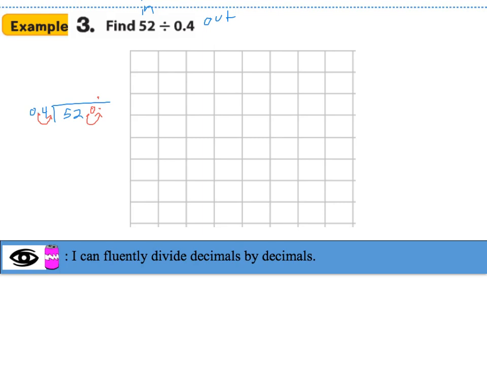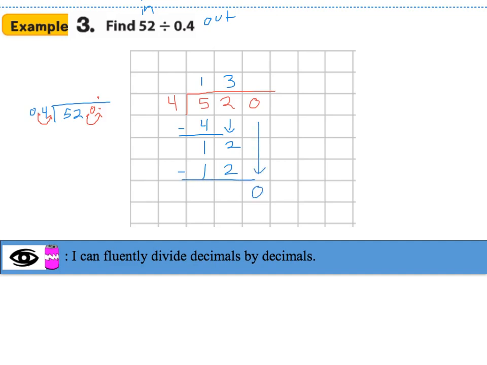So in my grid, I'm going to rewrite my problem. Becomes 4 on the outside, and on the inside, I've got 520. Now we can sit here and divide. 4 goes into 5 once, and that becomes 4. Subtract 1, and let's drop down to 2. 4 goes into 12 3 times, and that becomes 12. Subtract, drop down to 0.